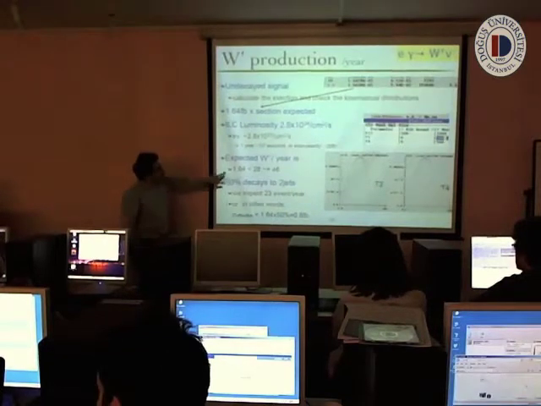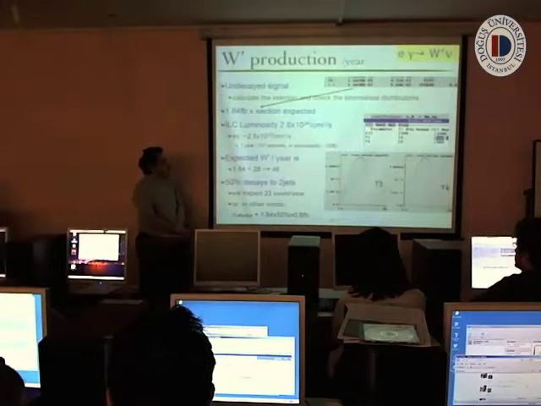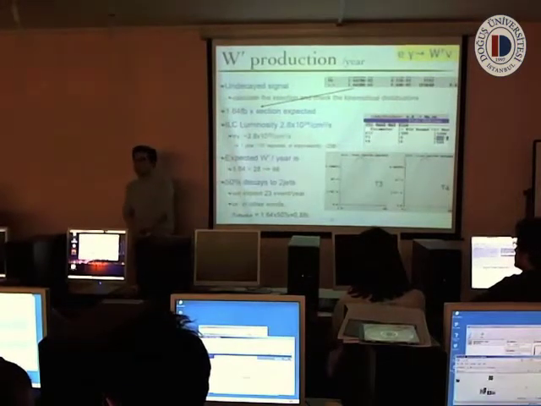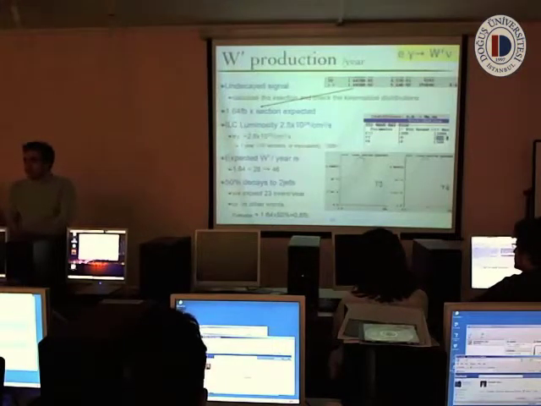Therefore, you can say, how many W primes am I expecting per year? You do the math, very difficult. Here is your cross section, here is your luminosity, you get something like 46 W primes per year. Alright? So far?